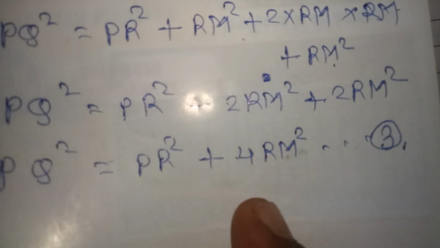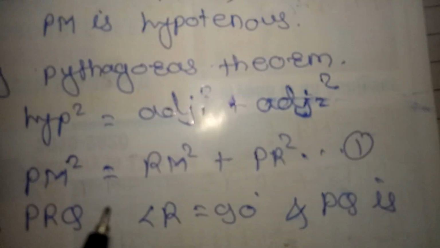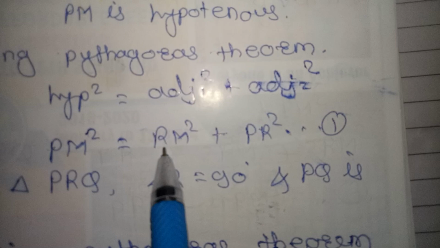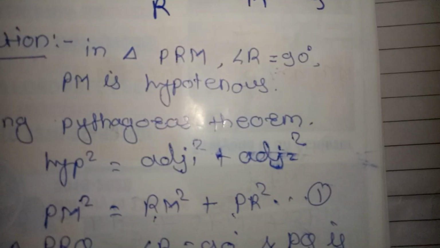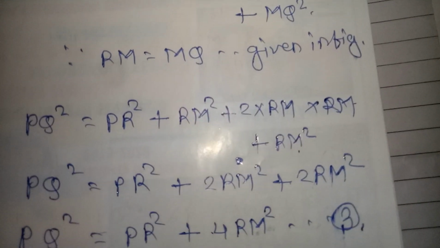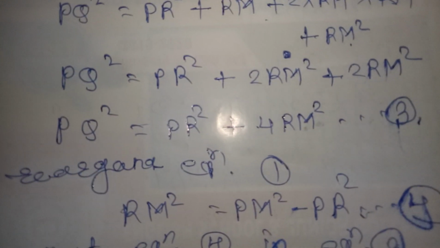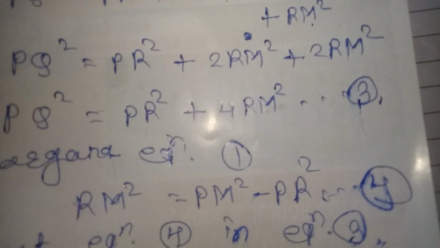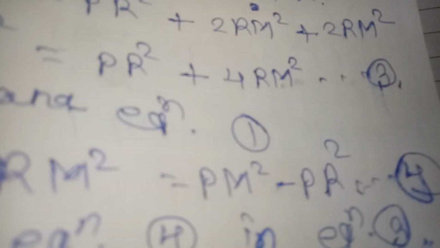So instead of RM square we can put another value from equation first. If we rearrange equation first, we need the value of RM square. So this positive PR square goes to the other side as minus. In the first equation we have arranged RM square is equal to PM square minus PR square. After that, call it equation 4, put equation 4 in equation 3rd.